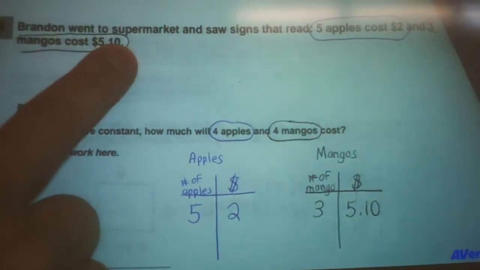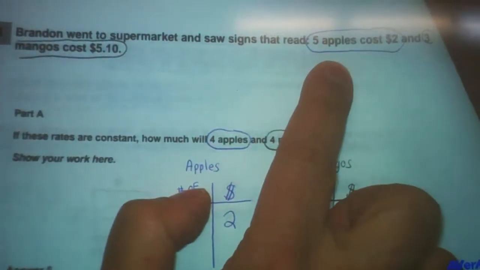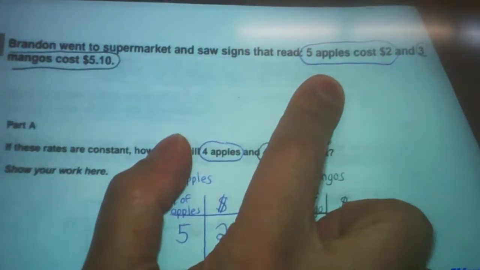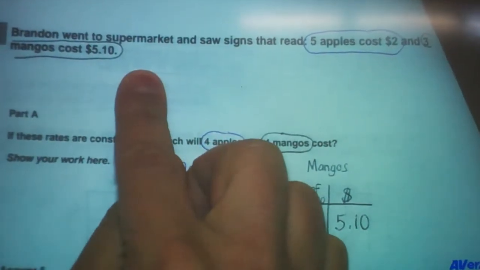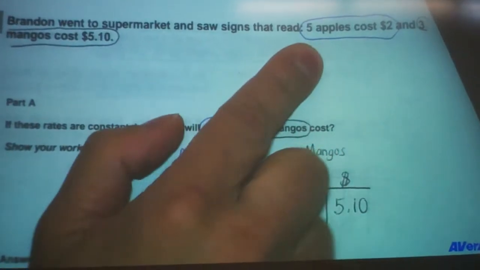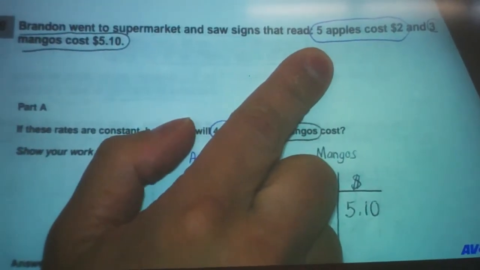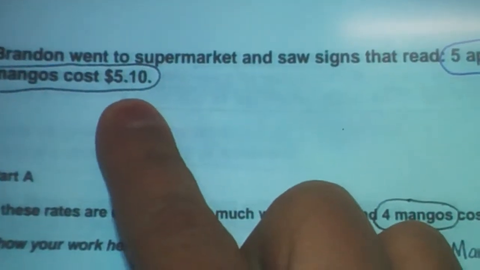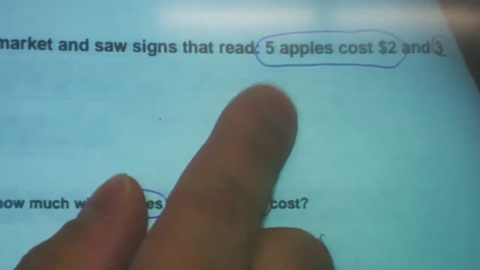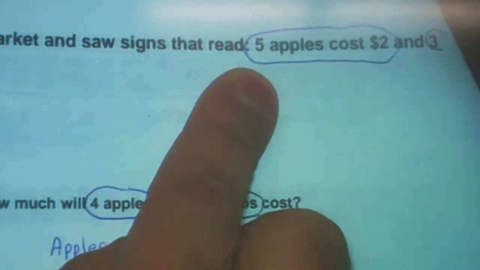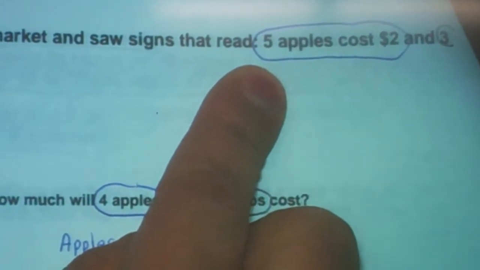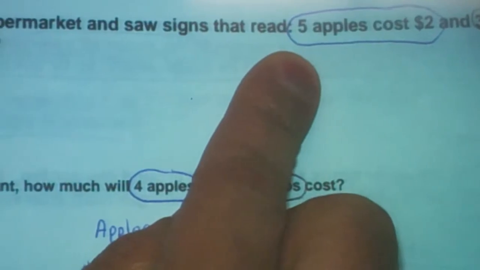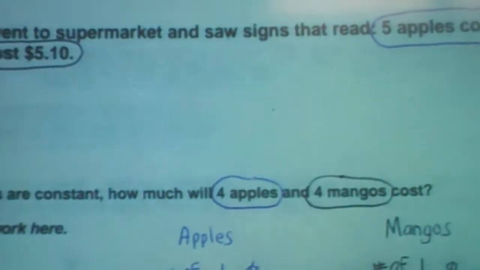Brendan went to a supermarket and saw signs that read, 5 apples cost $2 and 3 mangoes cost $5.10. And you can see I already attacked the question, and you might notice that this is in purple and this is in black because there are two different items that are being compared. You're going to see in a minute that to solve this accurately, you're going to need to make two ratio tables. Take a look over here.